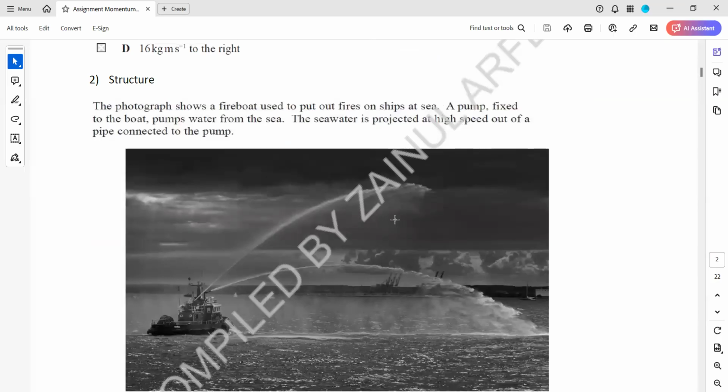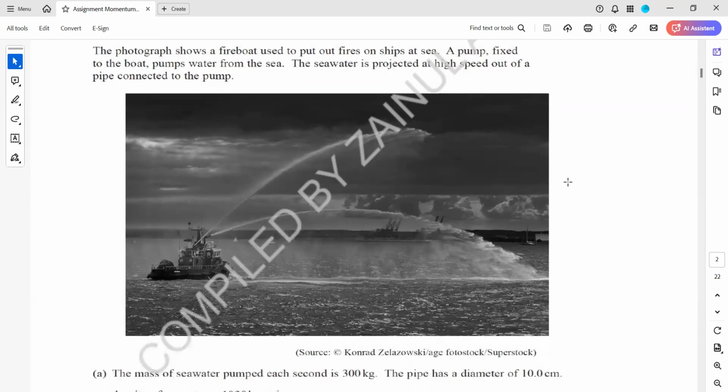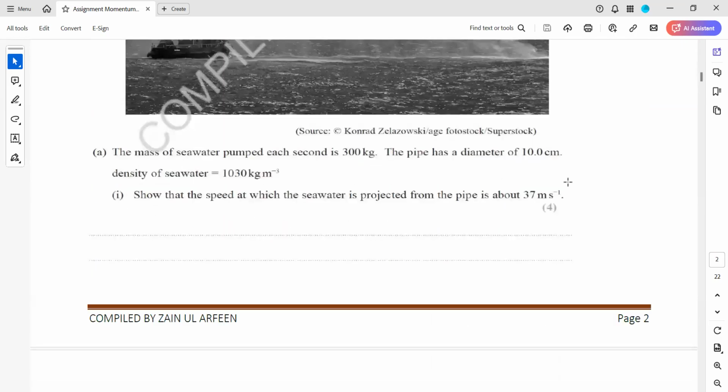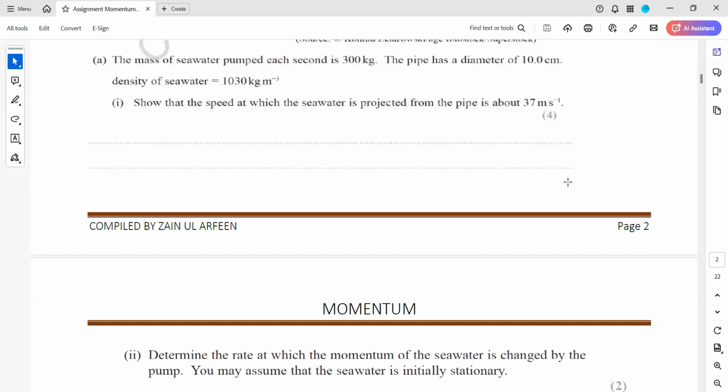The photograph shows a fireboat used to put out fires on ships at sea. A pump fixed on the boat pumps water from the sea. The seawater is projected at high speed out of the pipe connected to the pump. The mass of seawater pumped each second is 300 kg. The pipe has a diameter of 10 centimeters. The density of water is 1030 kilograms per meter cubed. Show that the speed at which the seawater is projected from the pipe is about 4 meters per second.